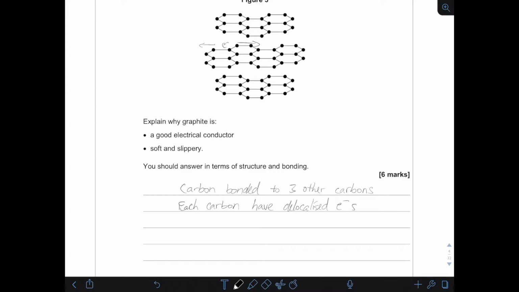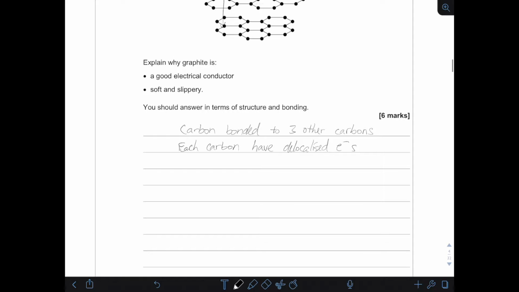But for graphite, there's a different behavior, which is that the electrons can move across layers if subjected to current, which means that what we need to say here is electrons can move across layers of graphene. So one layer of graphite is called graphene.